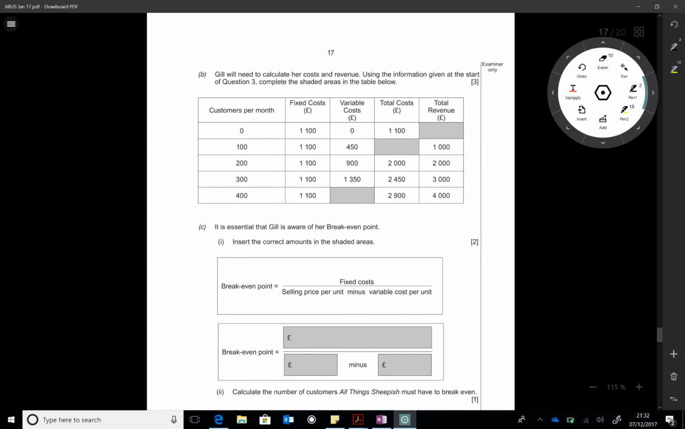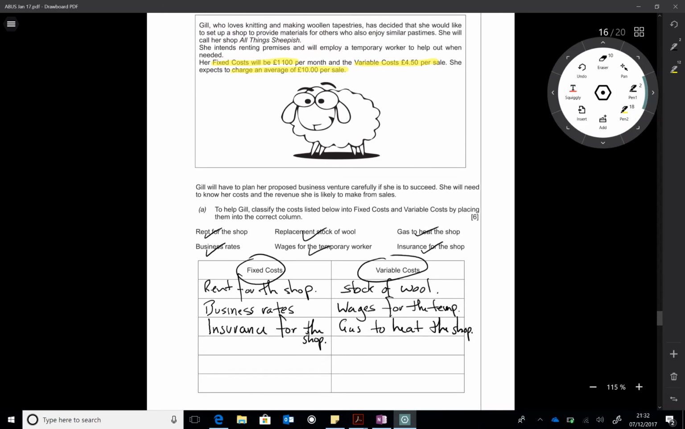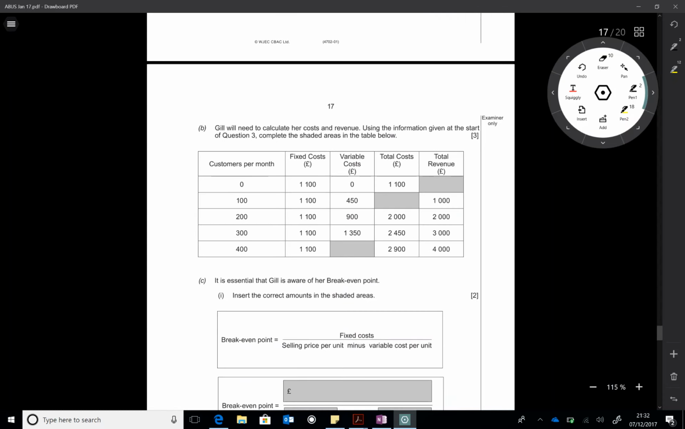Now on question B, we start to look at our break-even table, and we're looking at some costs and revenue. To get our total revenue, we need to take our selling price and times it by the number of items we sell. If we go back to our All Things Sheepish scenario, we have our selling price at £10 per sale. So for this first total revenue question, we do 10 times 0, which is of course 0.